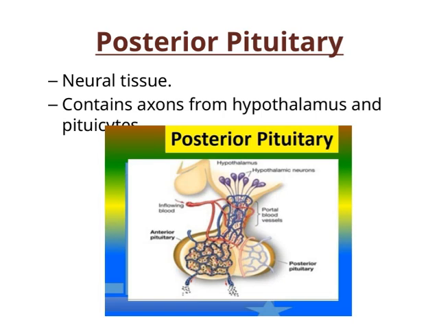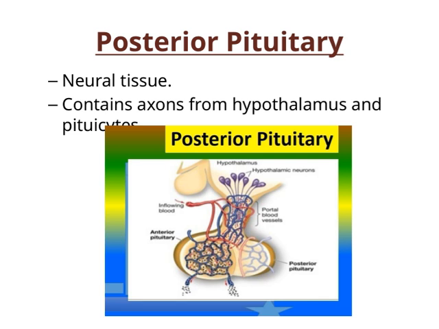Neural tissue. This slide highlights that the posterior pituitary contains neural tissue, which is quite different from other glandular tissues. It specifically contains axons that originate from the hypothalamus, which are crucial for hormone transport. These axons carry hormones produced in the hypothalamus down to the posterior pituitary for storage and release. Additionally, you'll notice the presence of pituocytes, which are specialized glial cells that support and nourish these neural elements.